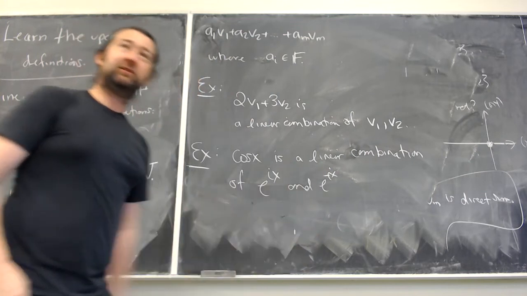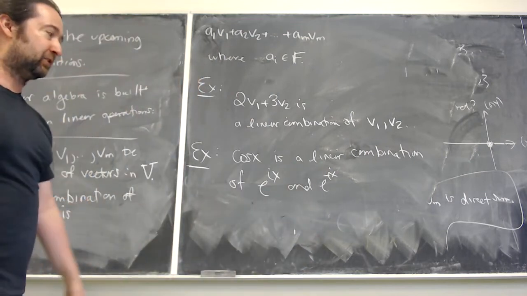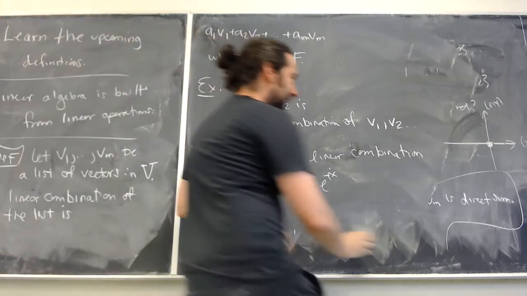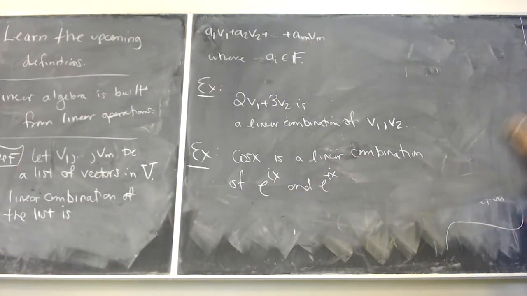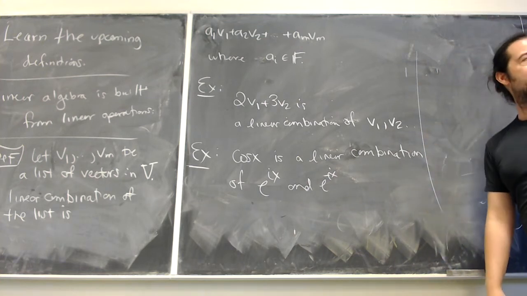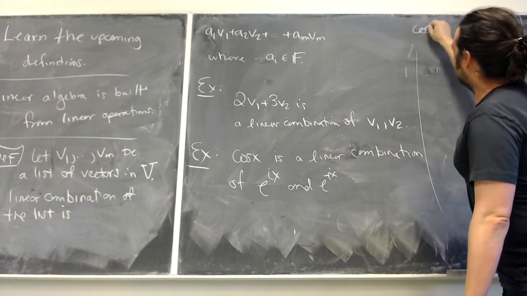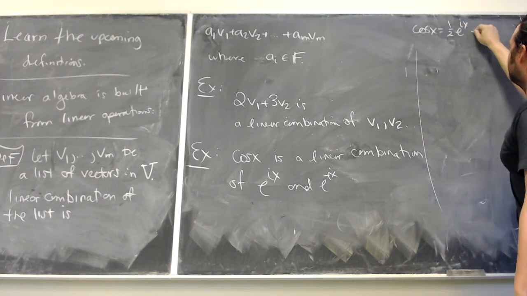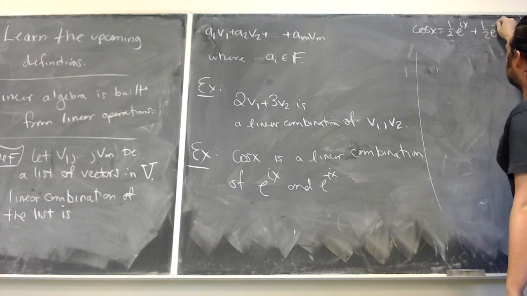Functions, these are complex valued functions. They're totally legal vectors, right? These are legal vectors in the world of complex valued functions, e to the ix and e to the minus ix. Why do I say it's a linear combination of those things? If you've ever wondered why cosine of x has derivatives that repeat themselves forever and almost no other function does, it's because secretly in the background, there's no such thing as cosine of x. Cosine of x is equal to 1/2 of an e to the ix plus 1/2 of an e to the minus ix.